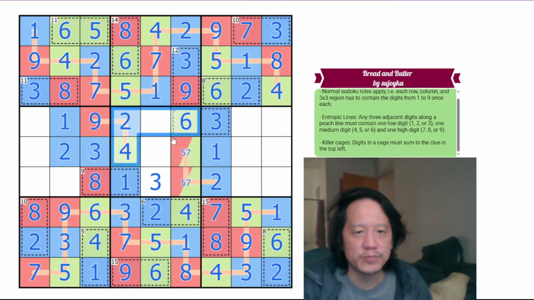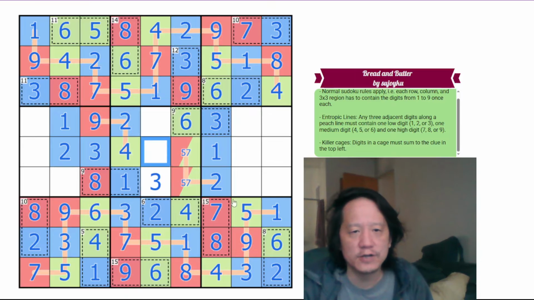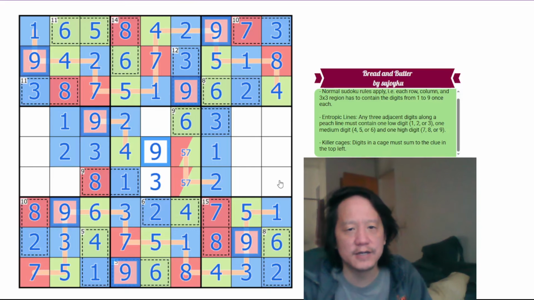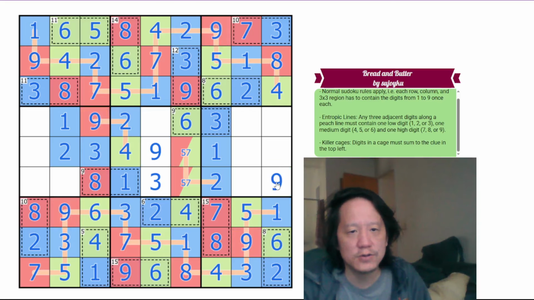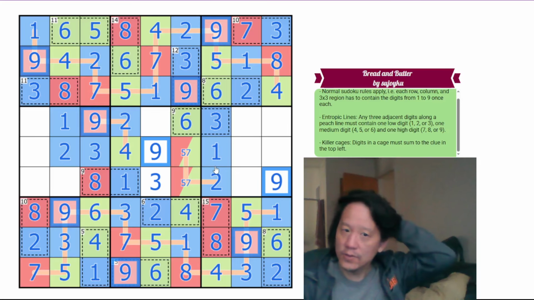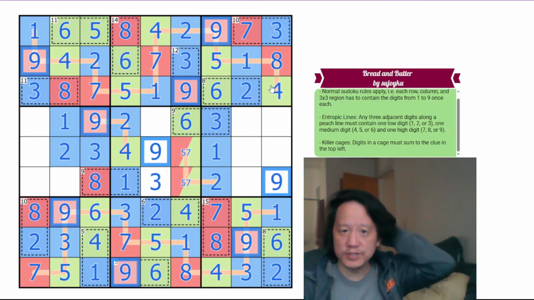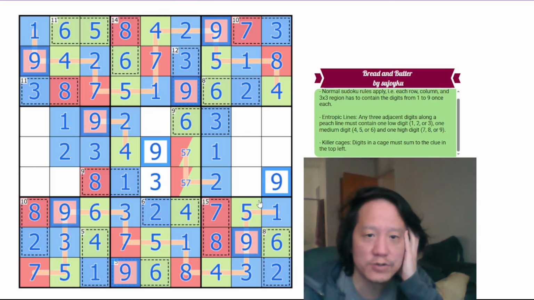So in the central box, 9 cannot be here and cannot be here. These are filled out, so 9 has to be here. We have 8 9s. We know where the last 9 has to be. It has to be there. Okay. So does that help us with anything? I'm not really sure. Maybe.